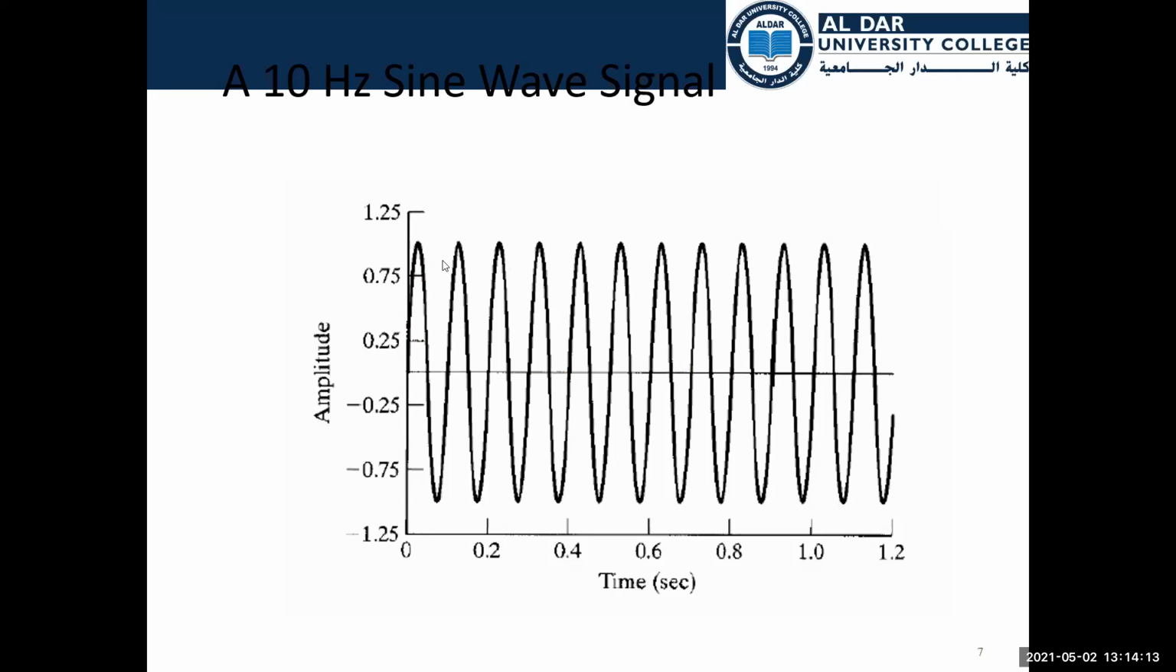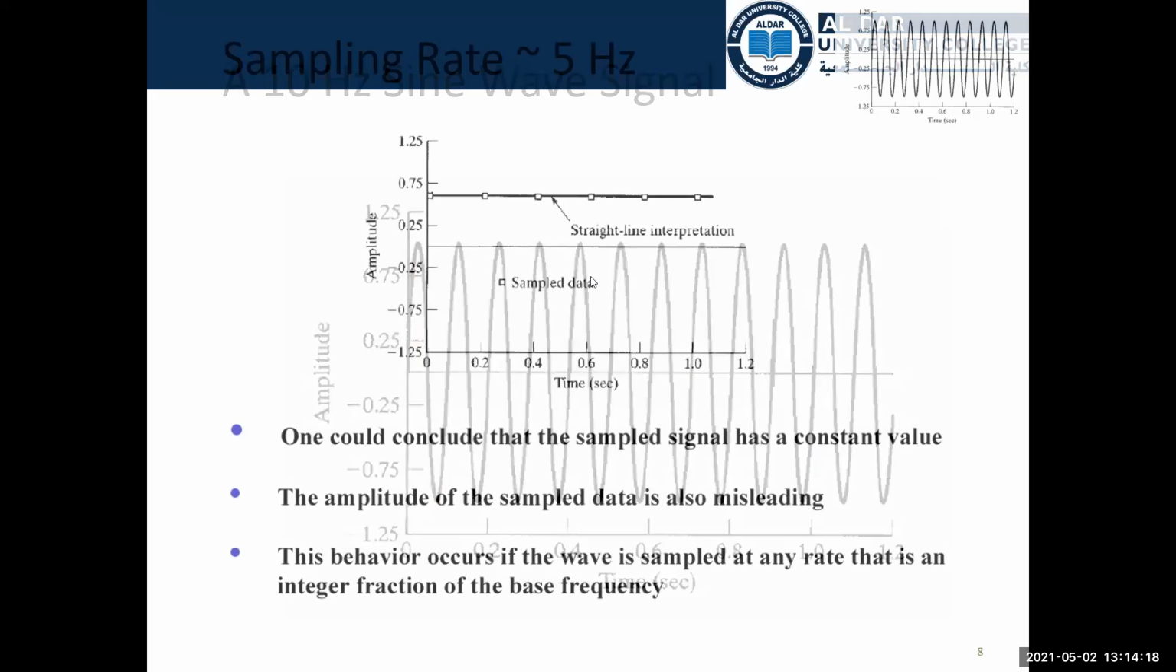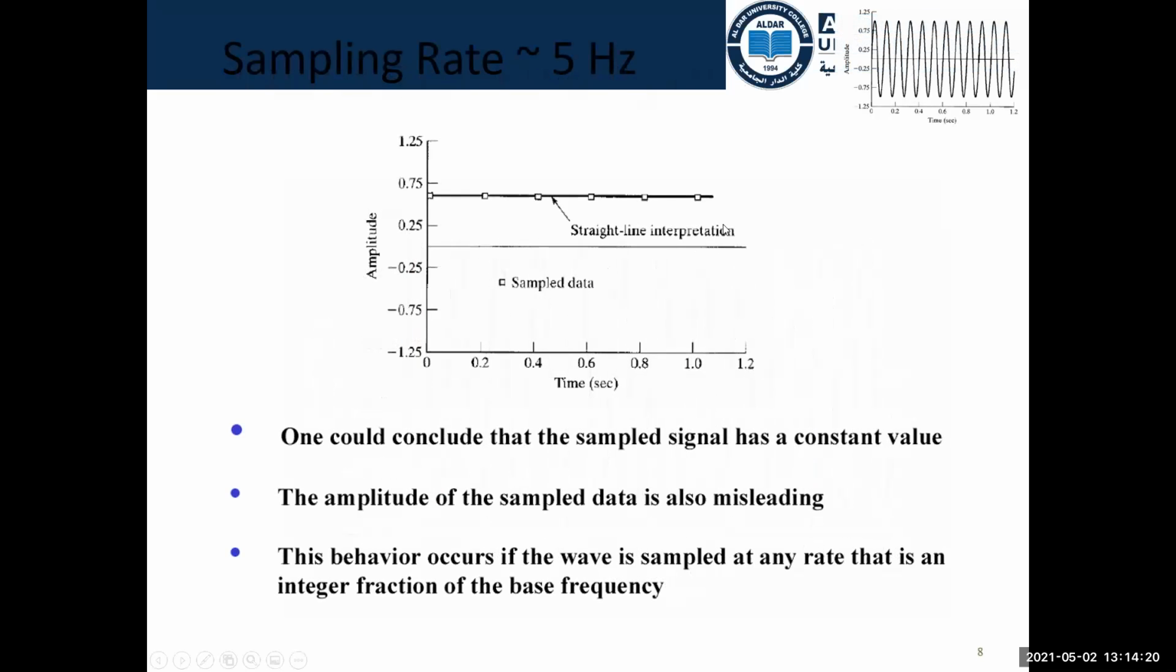This is the original wave that we are working with. Our objective is to sample this. So suppose we are sampling at a rate of 5 hertz. We will create the sampled signal. It will be a straight line like this one. It's very strange because we are undersampling the original signal. One could conclude that the sampled signal has a constant value and the amplitude of the signal is misleading.